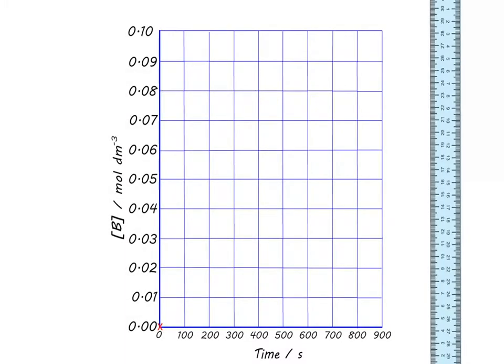You can also measure the rate of reaction by measuring the concentration of product formed as the reaction proceeds, and once again, find the rate by drawing tangents to the line.